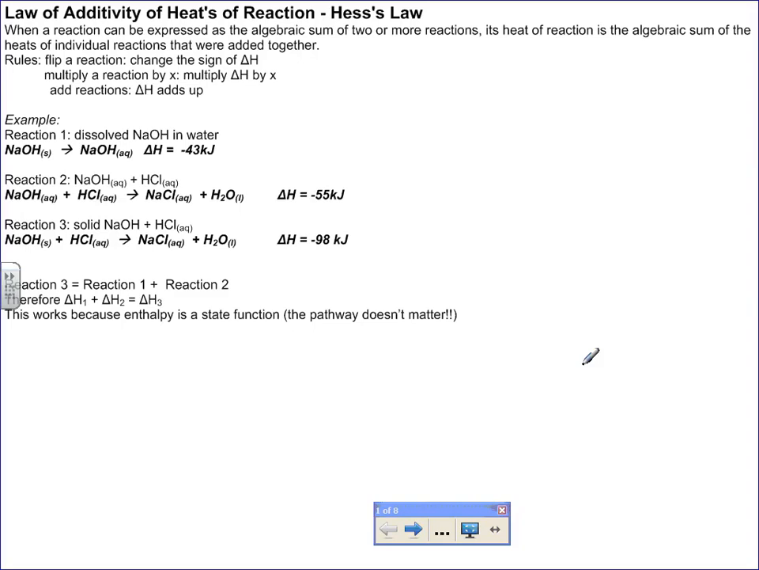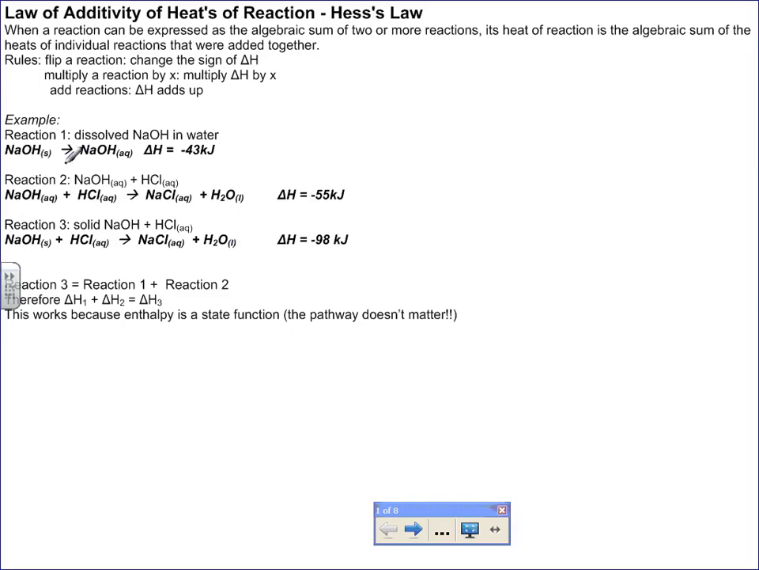Hess's law uses the fact that enthalpy is a state function. And you'll remember that enthalpy being a state function means that it's the initial and the final states that matter, the beginning and end that matter, and the pathway that we take to get from the beginning to the end is irrelevant in terms of calculating the delta H. If we look at this example here, we've got two different pathways to the same reaction. Reaction 1 and reaction 2 are actually two steps to complete the reaction that's discussed in reaction 3.